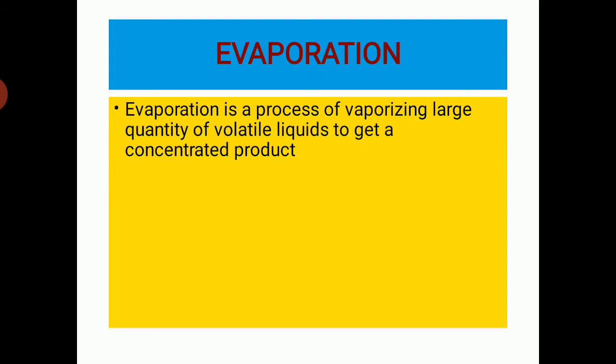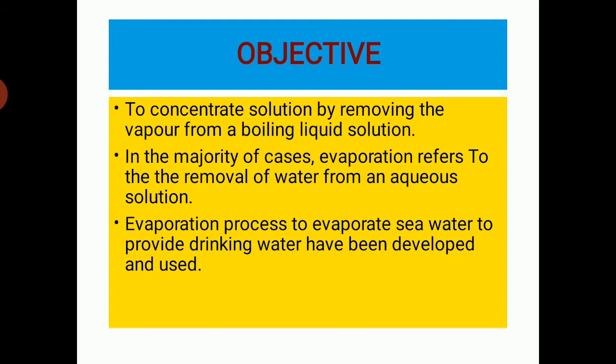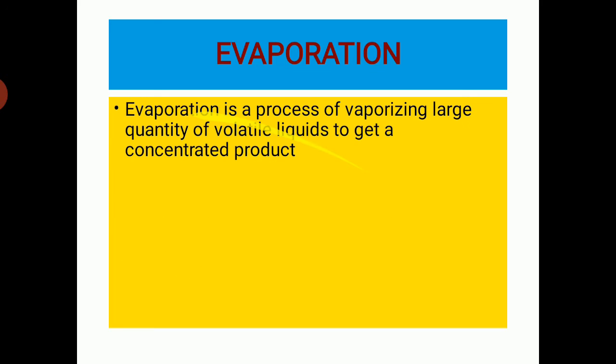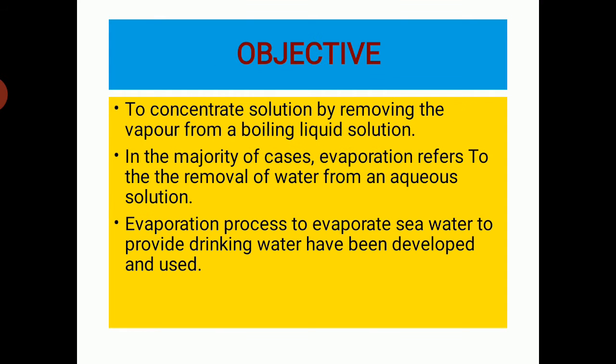Evaporation is a process of vaporizing large quantities of volatile liquid to get a concentrated product, as you can see in the PPT. Equipment used for evaporation is known as evaporators, and heat is supplied to the evaporator, which transmits it to the evaporating liquid so as to provide the latent heat of vaporization.